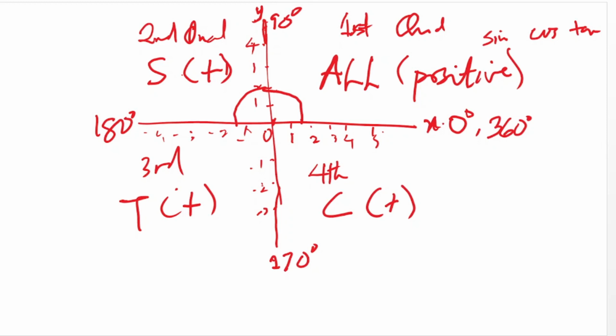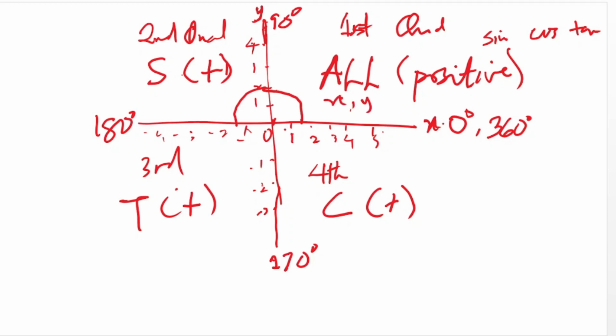Now, I will not be taking them one after the other and explaining them in detail: why all are positive, and why only sine is positive in the second quadrant. If you look at it here, anything that we have there, x and y are positive.